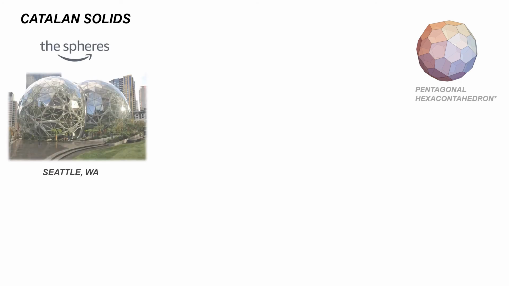Three-dimensional solid geometries have also inspired architects to build elegant-looking structures. The Amazon Spheres located in the Amazon campus in downtown Seattle are a nice example of the close connection between architecture and the complex geometries of three-dimensional solids. The sphere's steel frame is formed by a pentagonal hexacontahedron.